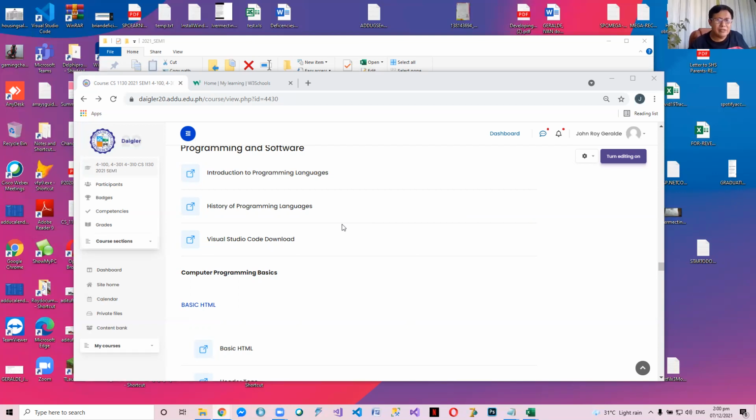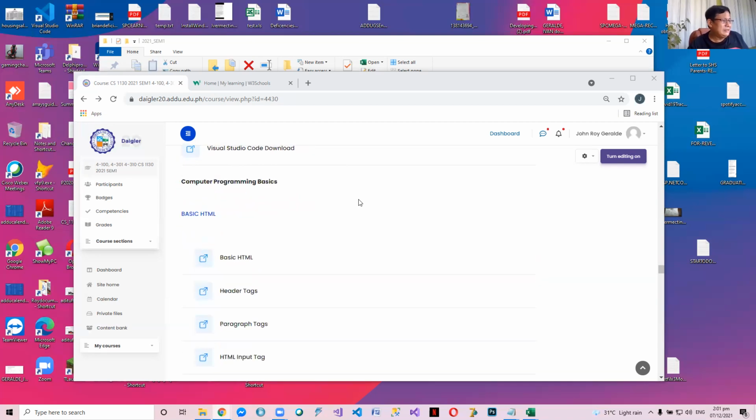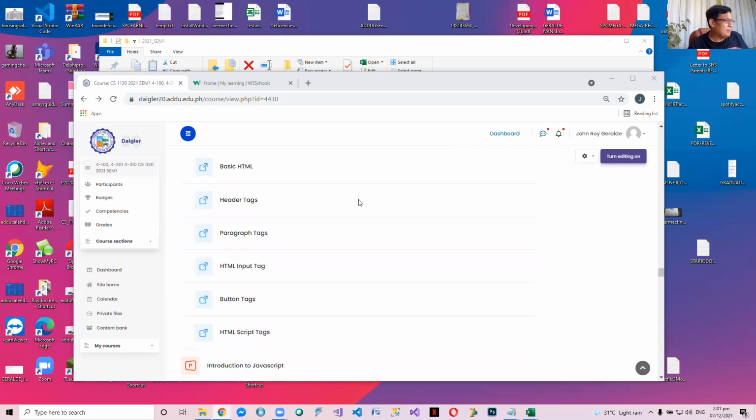So we'll be using JavaScript. Why are we using JavaScript? Because during online classes, JavaScript is the easiest language to learn. You don't need anything, only a browser. Do you follow? So you don't need a compiler like Visual Studio. Visual Studio Code is just a text editor. Any questions? So we will use programming languages.